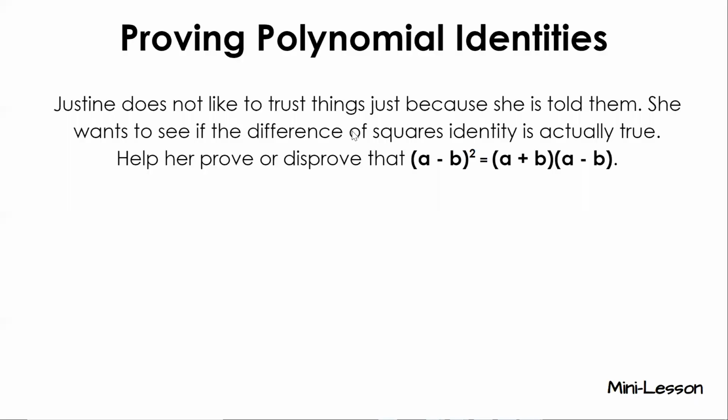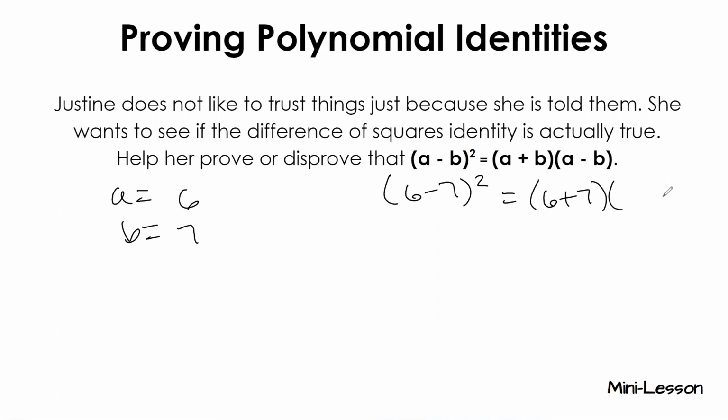So Justine had this. Okay, and so give me something for A. Okay, well, give me something for B. Fantastic. Okay, so we're gonna do 6 minus 7 squared equals 6 plus 7, 6 minus 7. Okay, well, what's 6 minus 7? Well, negative 1 squared is?